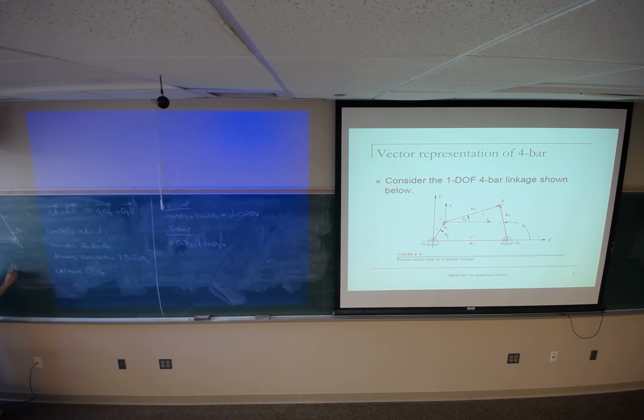minus 2ad, minus plus 2dc cosine of theta 4 minus 2ad cosine of theta 2. Left side equal to the right side. Then I divide both sides by AC. If I divide both sides by AC, this term is gonna be there.